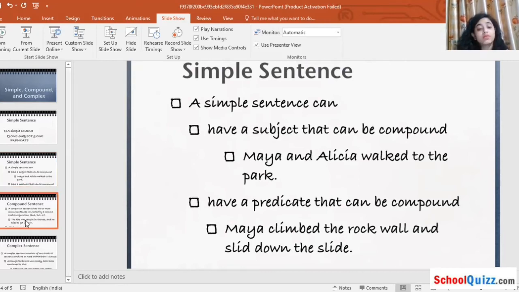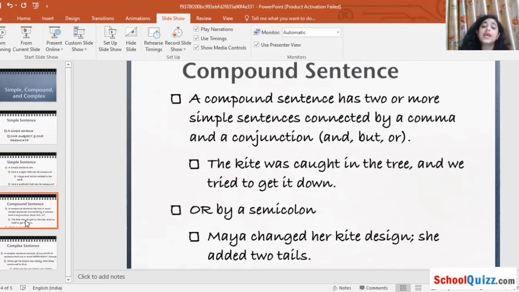Okay, now the compound sentence. A compound sentence has two or more simple sentences connected by a comma and a conjunction. The kite was caught in the tree, and we tried to get it down. Or it can be connected by a semicolon: Maya changed her kite design; she added two tails. That is also a compound sentence.